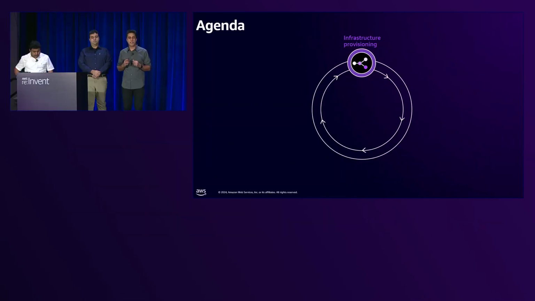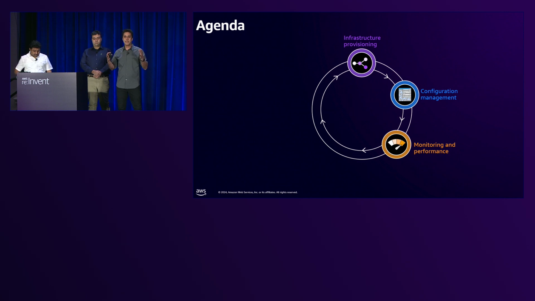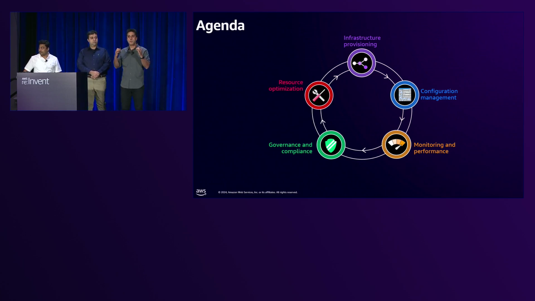When you think about the cloud operations management lifecycle, what are the different phases that come to your mind? First is infrastructure provisioning, followed by configuration management, and you always want to have some sort of monitoring solutions in place, as well as some sort of mechanisms to make sure you're staying in compliance with your governance and compliance needs. And continuously, you need to optimize your resources for better efficiency.